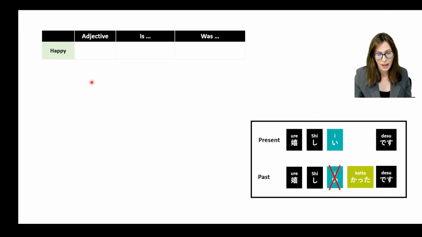My first adjective. How do you say happy in Japanese? Do you remember? You would say 嬉しい, right? How do you say is happy? You would say 嬉しいです, right? And how do we put that in the past? It would be 嬉しかったです, right? Let's do the next one.